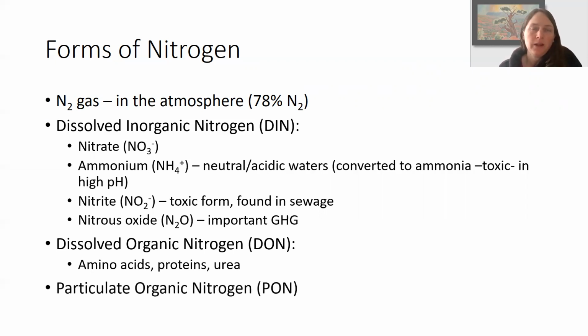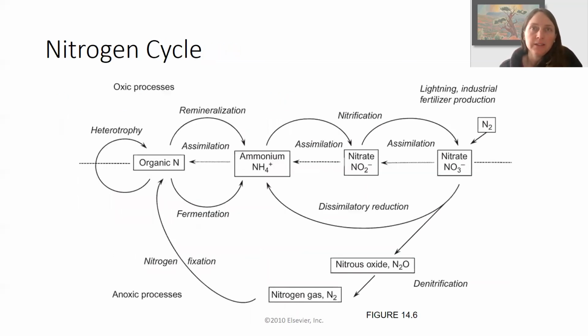And then you have particulate organic nitrogen, which is chunks of stuff, chunks of proteins and urea. So like a salmon carcass would be dropping off little bits of particulate organic nitrogen in a stream or on the forest floor. All of these forms of nitrogen come together in the nitrogen cycle. It's actually quite complicated. But what you can see over here at the top are what are called oxic processes. These processes have to occur in the presence of oxygen.